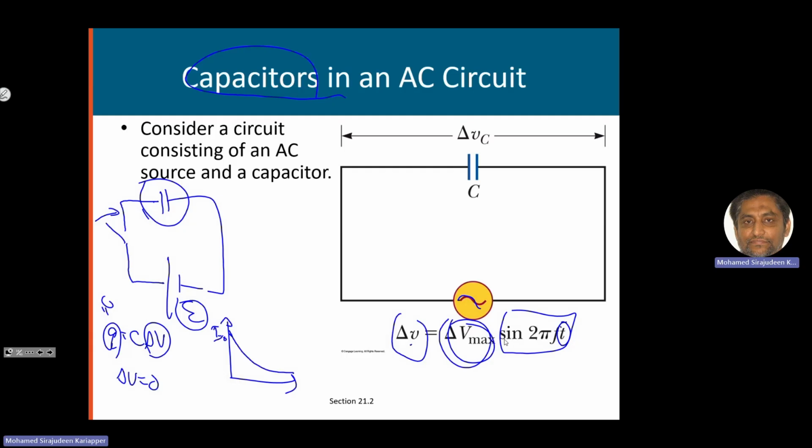See what's happening here? They are not in phase. When the potential is 0, the current is already maximum. And when the potential is maximum, the current is 0. So they are out of step. In the case of the resistor, the potential difference across the resistor and the current through the resistor are in phase. Now they are out of phase.